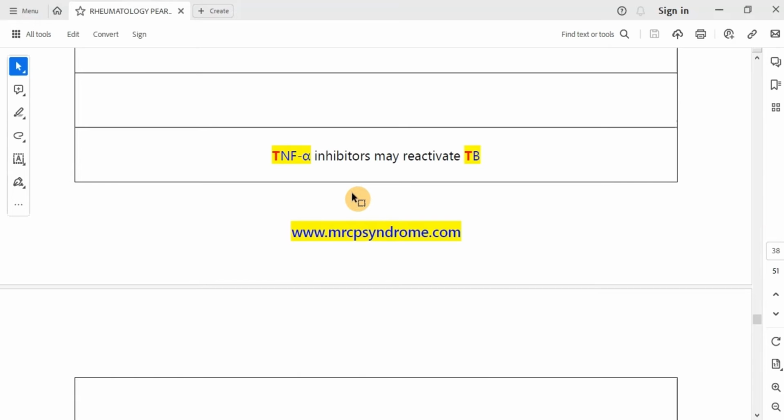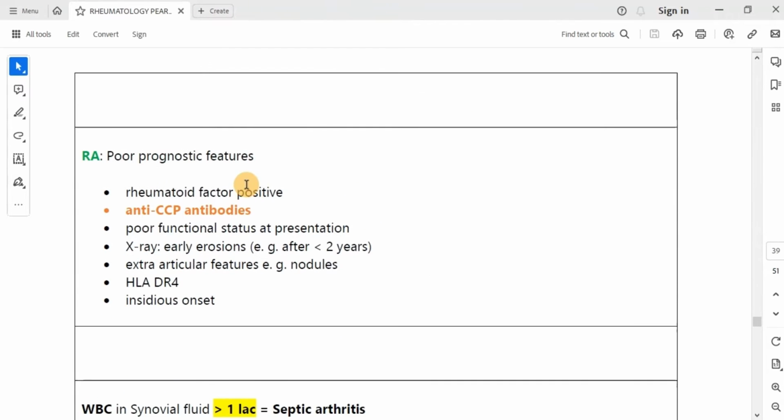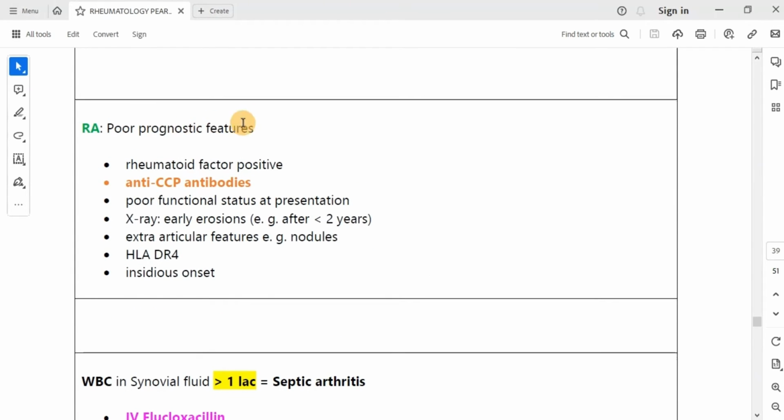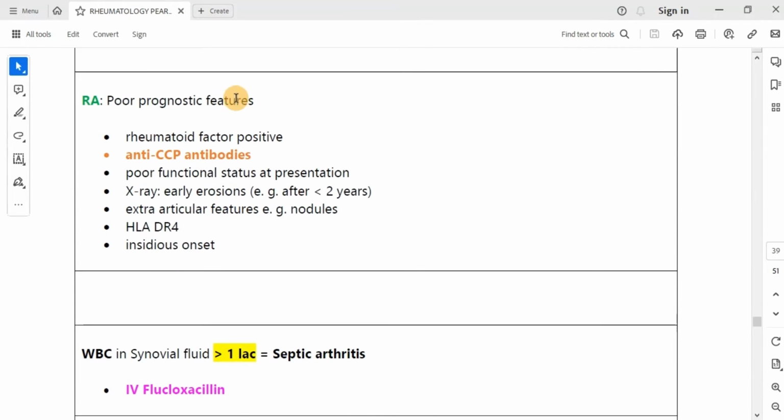What are the TNF alpha inhibitors? Infliximab, adalimumab, golimumab, etanercept. Rheumatoid arthritis, poor prognostic features. If you can't remember all of them, you must remember the anti-CCP antibody positivity. So rheumatoid factor positive, anti-CCP antibody positive, poor functional status at presentation, early erosion less than 2 years, extra-articular features like presence of nodules, HLA-DR4 positivity, and insidious onset.